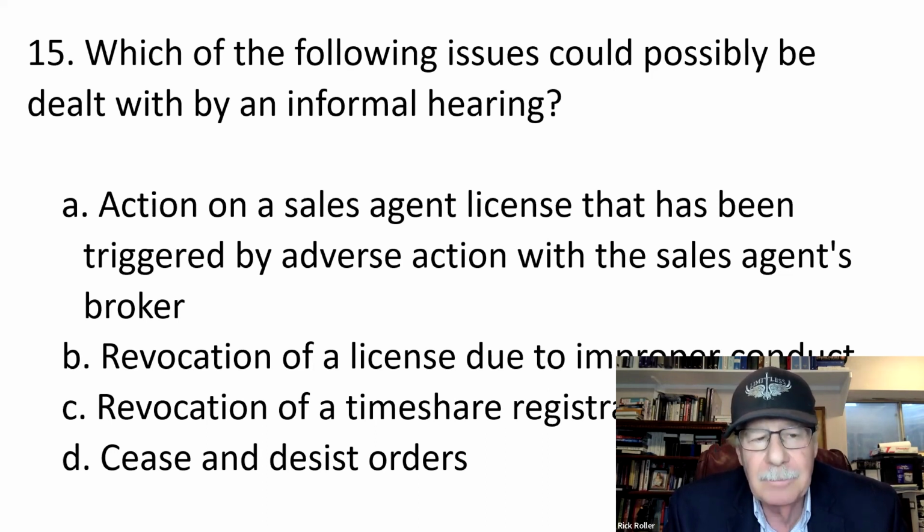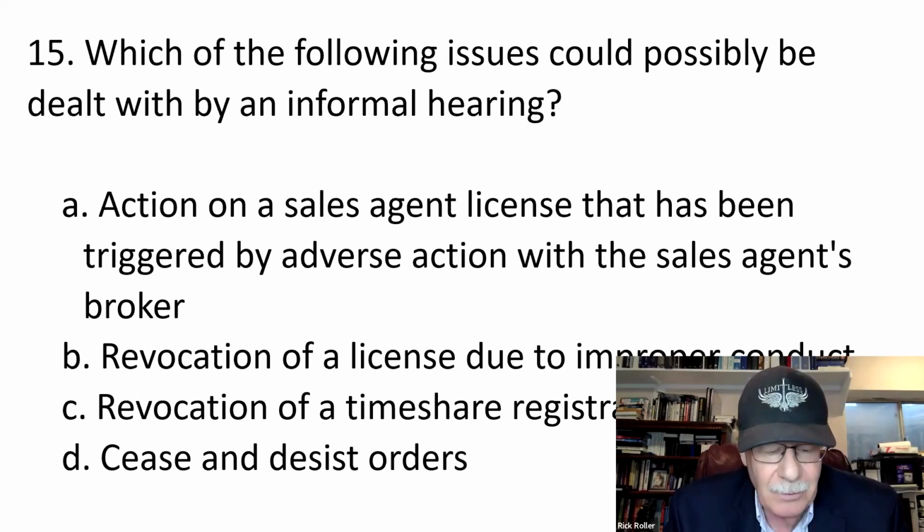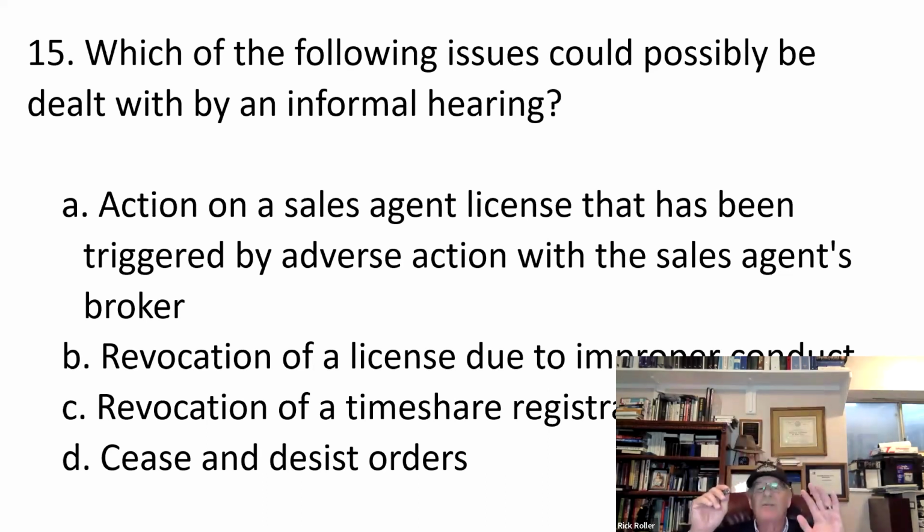Okay. B, revocation of a license due to improper conduct. That's something at the division. Revocation of a timeshare registration at the division. Cease and desist orders at the division. Okay. So if it's going to be revocation, if it's going to be cease and desist, that's got to come from the commissioners. It's not going to be some staffer. So these are all, they've gone to the formal hearing.